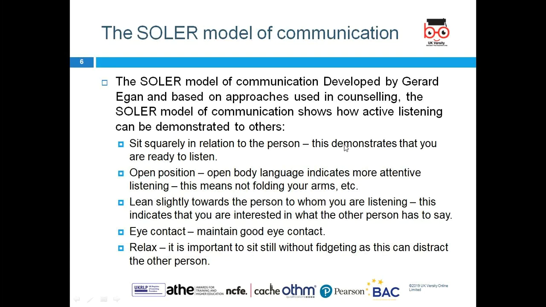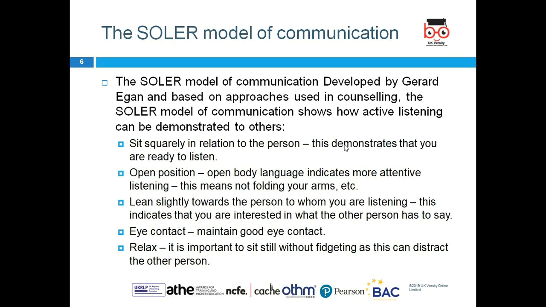So we've got something called the SOLER model of communication. Now, the SOLER model of communication was made by somebody called Gerard Egan. Yes, Egan, sorry, my wording. It is based on counseling. Now, this model is quite simple. It's the first letter of each thing that is named SOLER. So the S is for sit squarely, O is for open position, L is for lean slightly, E is for eye contact, and R is for relax. So SOLER is what that makes.